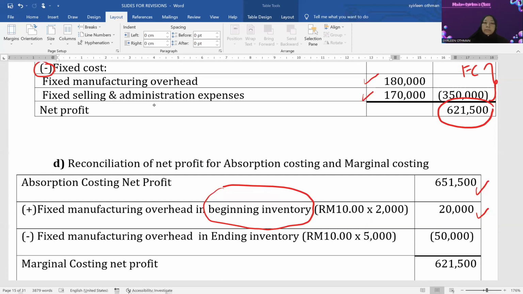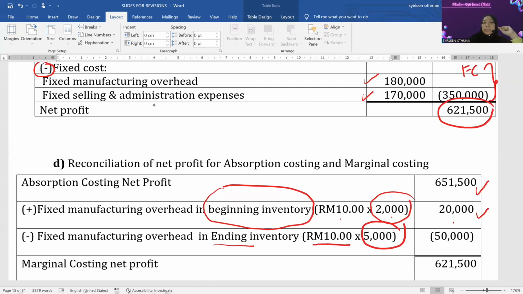So the unit for beginning inventory is 2,000 units. So 10 ringgit multiplied by 2,000 is 20,000. And for the fixed manufacturing overhead in ending inventory, kita akan ambil jumlah unit ending inventory tadi, which is 5,000. Kita akan multiply dengan 10 ringgit.